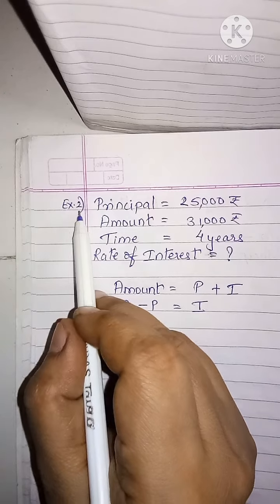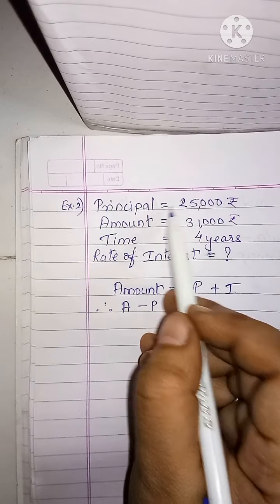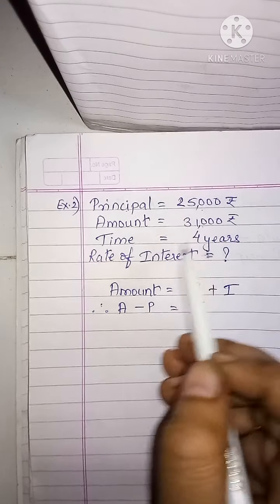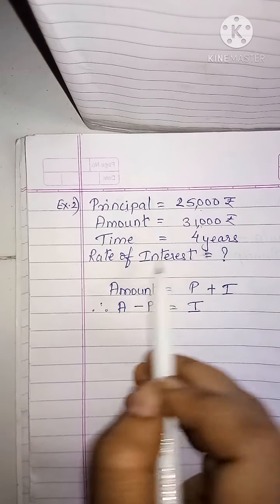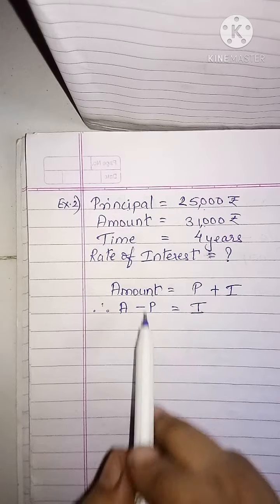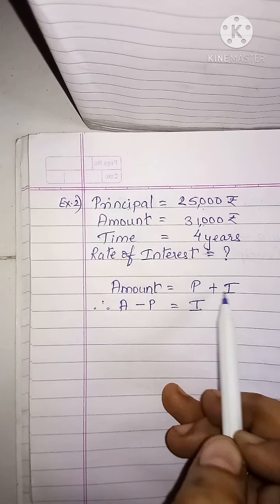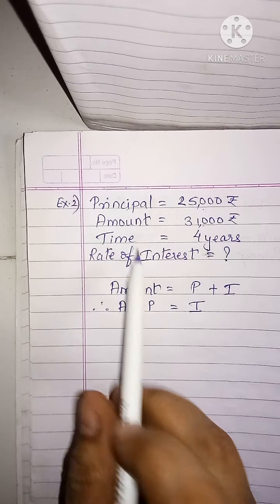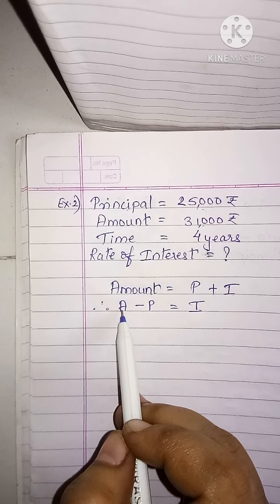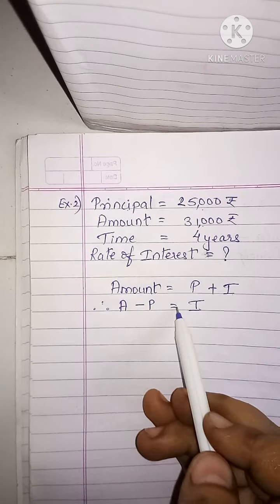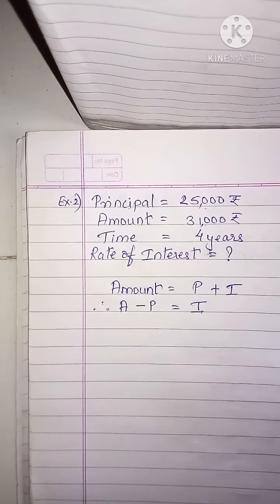Now example number 2. Principal is equal to 25,000 rupees. Amount is equal to 31,000 rupees. Time is equal to 4 years. We have to find the rate of interest. So here amount is given. Amount formula is amount is equal to principal plus interest. But we have the amount and principal. So our formula will be amount minus principal is equal to interest. We will find the interest.